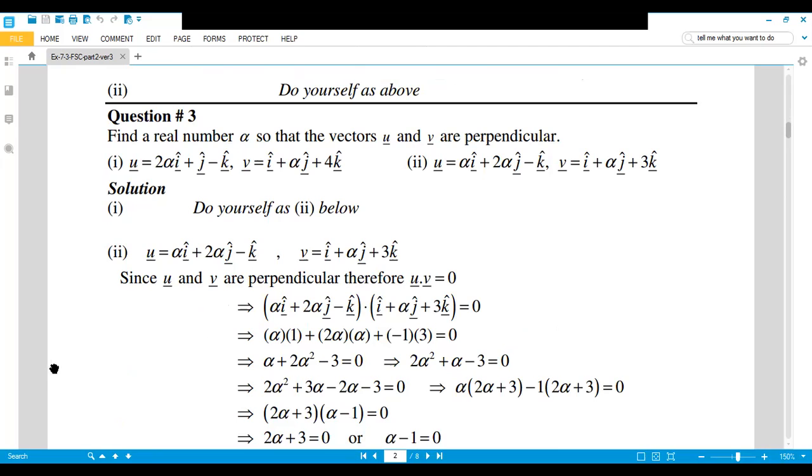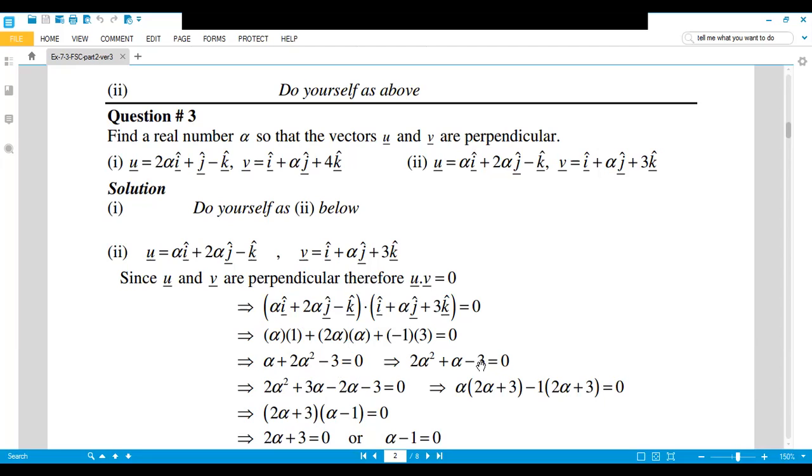So the vector u dot vector v should be equal to 0 if they are perpendicular. So alpha into 1, 2 alpha into alpha, and minus 1 into 3. In the dot product, i multiplies with i, j with j, and k with k, equal to 0. So alpha plus 2 alpha square minus 3 equals 0. So we get 2 alpha square plus alpha minus 3 equals 0.